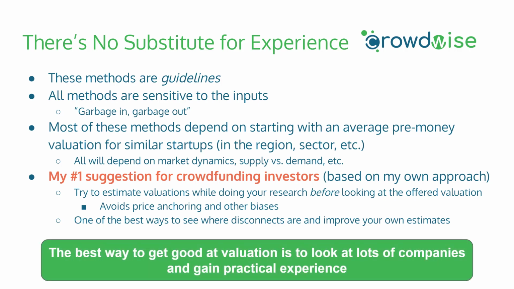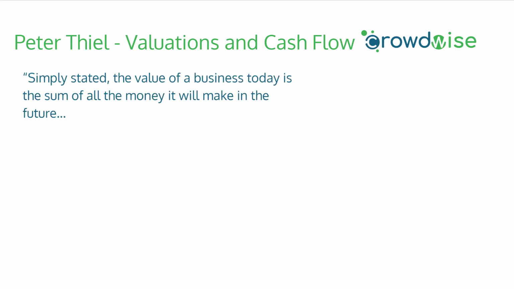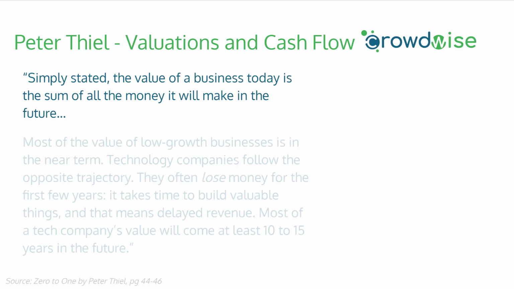That's why the best way to get good evaluation is to just look at lots of companies and to gain that practical experience. One last point before getting into the actual methods today. Peter Thiel had some very good charts and discussions on future cash flows in his book Zero to One. He said, simply stated, the value of a business today is the sum of all the money it will make in the future. That makes sense.